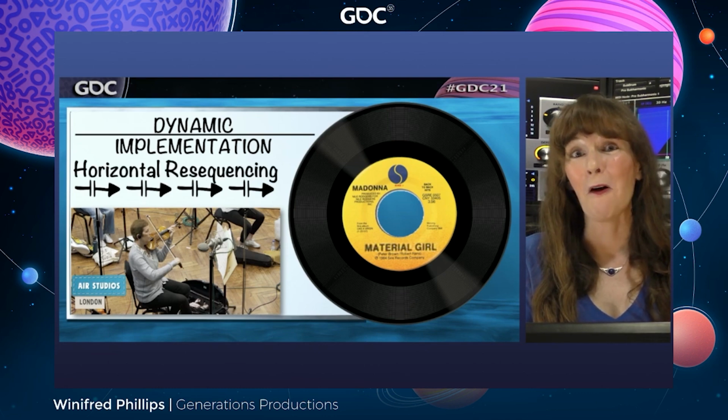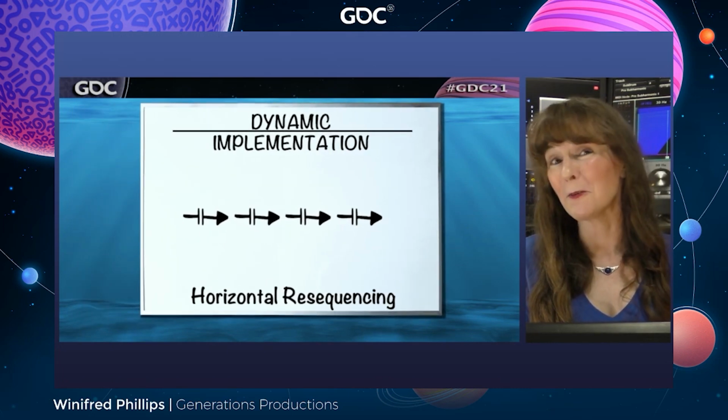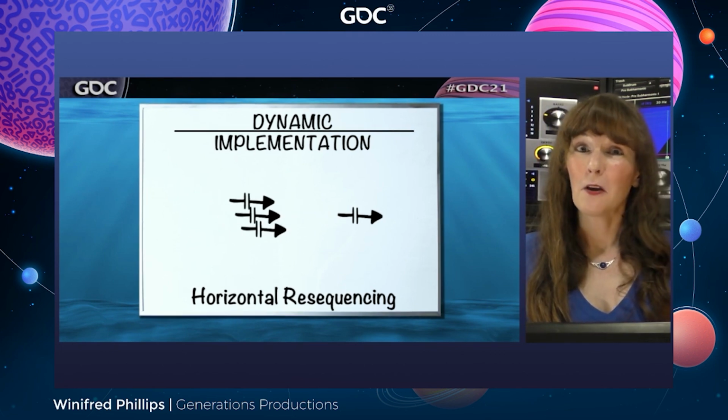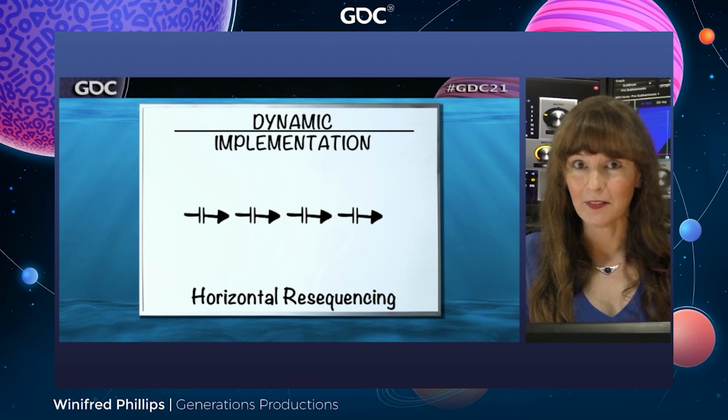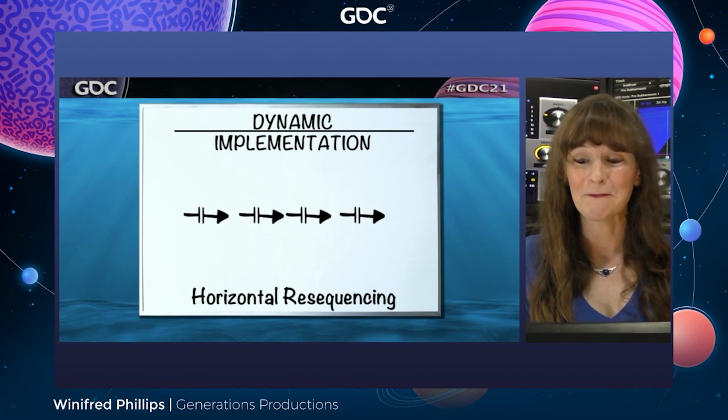Now this is where horizontal resequencing comes in. When we compose music in segments that can be triggered in different orders, that's horizontal resequencing. Shuffling things around makes the music more responsive to the game, and also it helps the music to feel a little bit less repetitive.